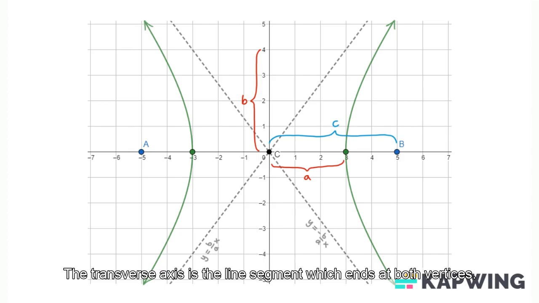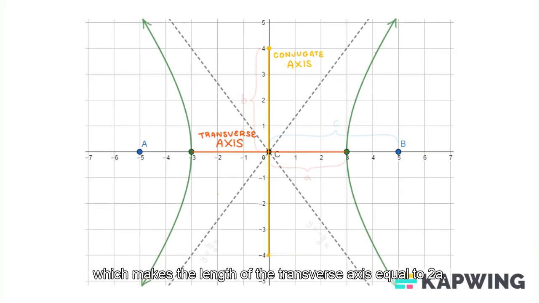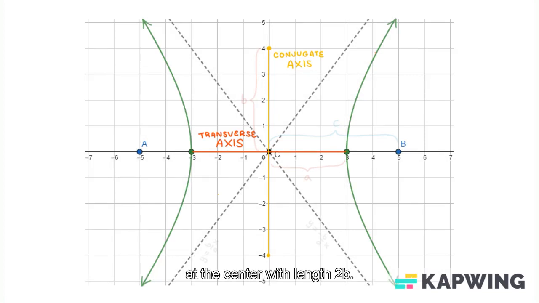The transverse axis is the line segment which ends at both vertices. The distance of a vertex from the center is a, which makes the length of the transverse axis equal to 2a. The conjugate axis, on the other hand, is the line segment perpendicular to the transverse axis at the center with length 2b. Together, they form the fundamental rectangle of a hyperbola, which will be used later. Additionally, the distance from a focus to the center is c.